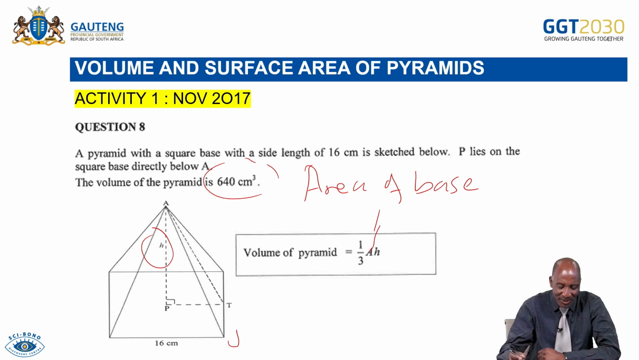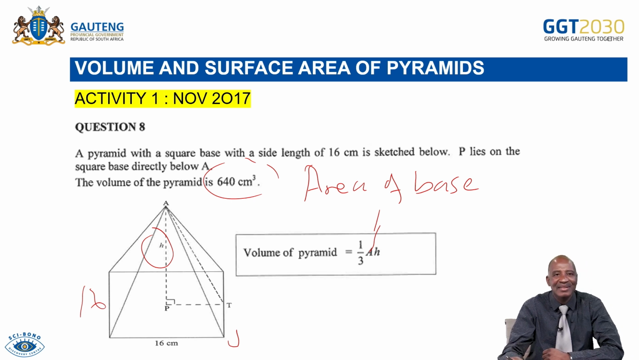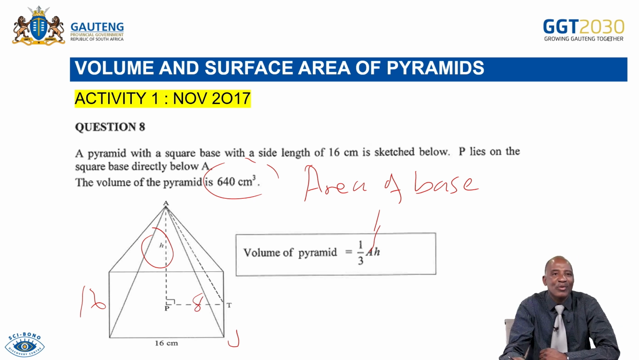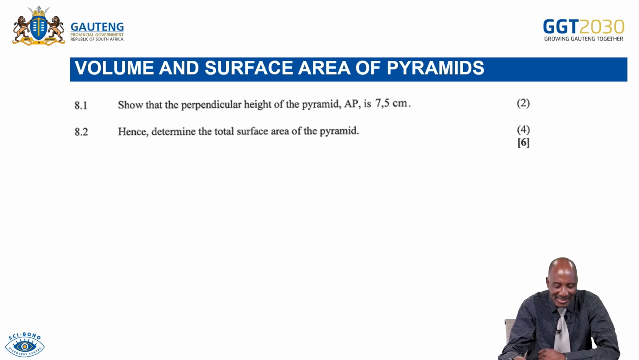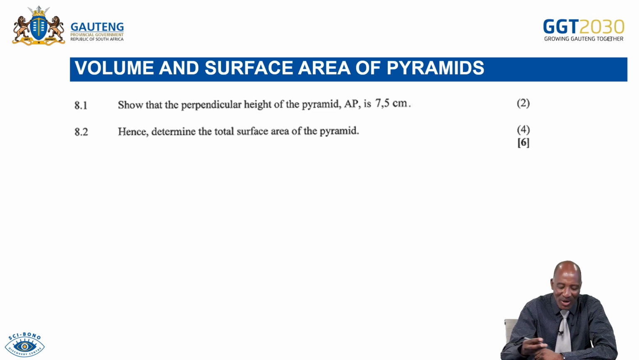Okay, so here we are told it's a square-based pyramid. Don't forget, this is also 16. So meaning your PT is actually 8 units. Don't forget that. Okay, so the first part of the question says, show that the perpendicular height of the pyramid AP is 7,5 centimeters. How would you show that the height of the pyramid is 7,5 centimeters? Let's proceed. Try to work out the question.